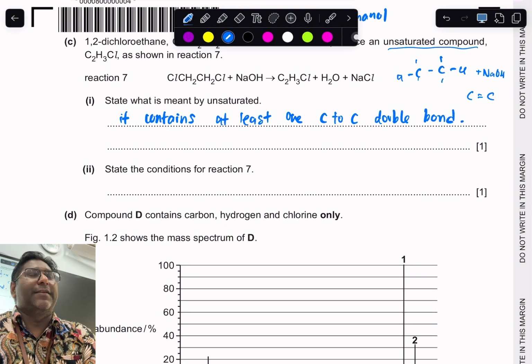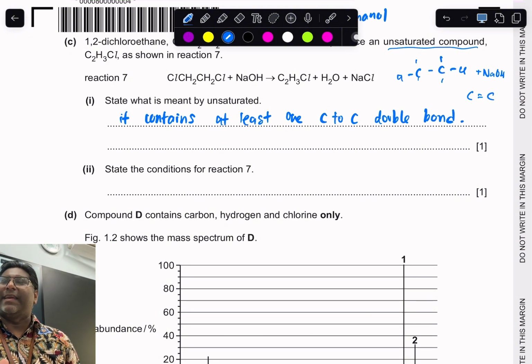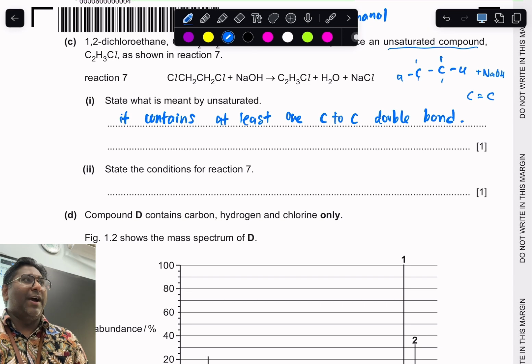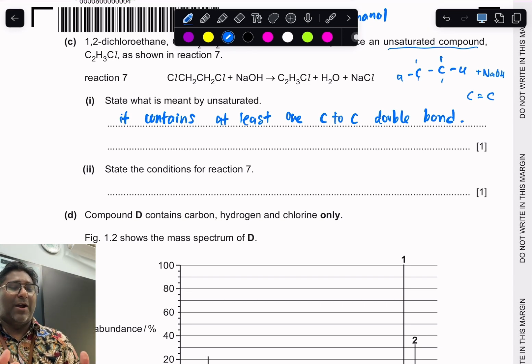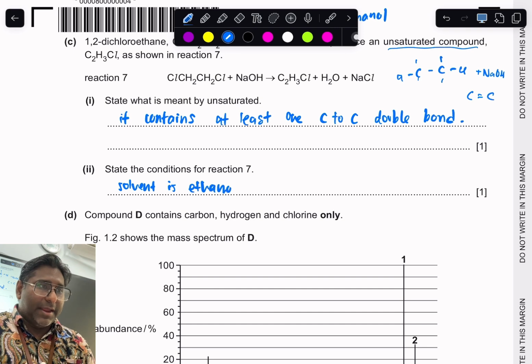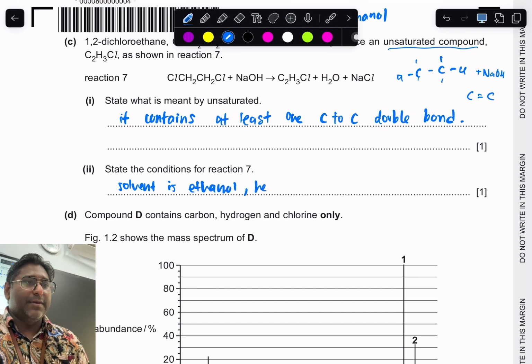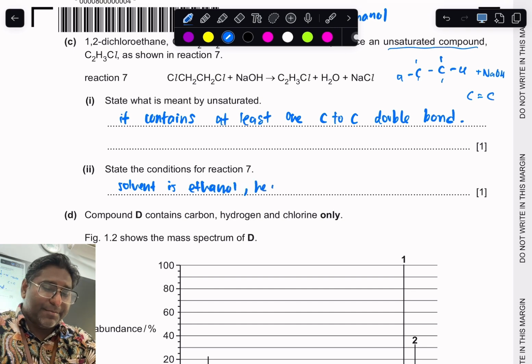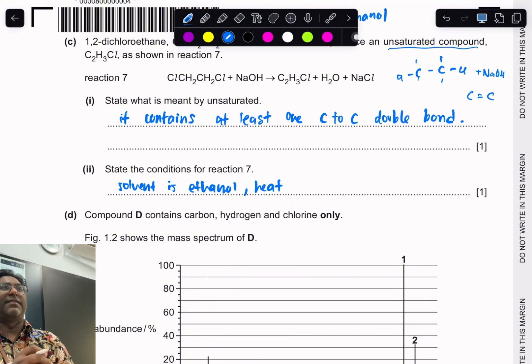So the solvent, remember your test that I gave you recently. The solvent is what you put to dissolve sodium hydroxide. The solvent should be ethanol. Do you need heat? Must be heated. So solvent is ethanol, you need to heat.